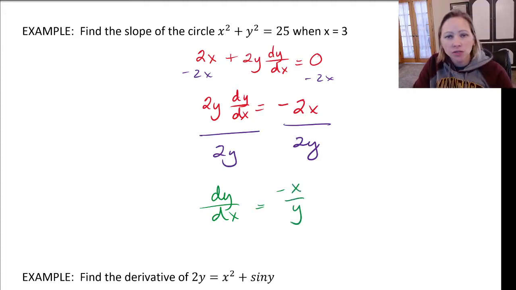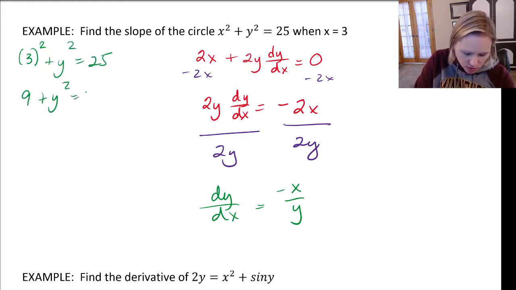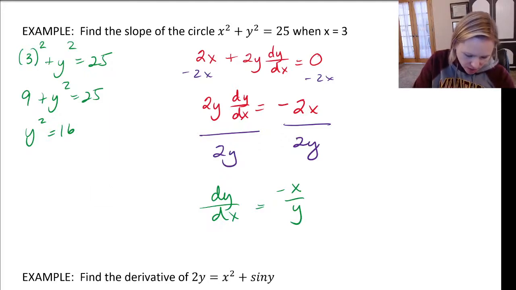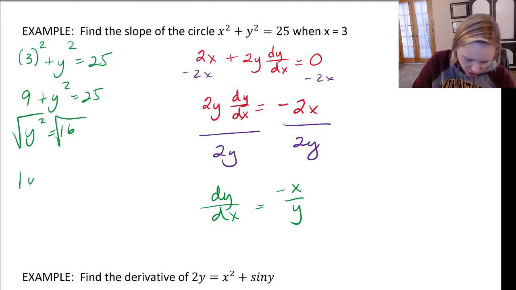Now we want to know the slope when x is 3. Well, my derivative has an x and a y in it, so I actually need to back up and find the y value. So x is 3, so I'm going to plug 3 in. 3 squared plus y squared equals 25. 9 plus y squared equals 25. y squared equals 16. So what is y? Oh my goodness. Well, when I square root this, I'm going to remember that when I square root y squared, I actually get the absolute value of y.